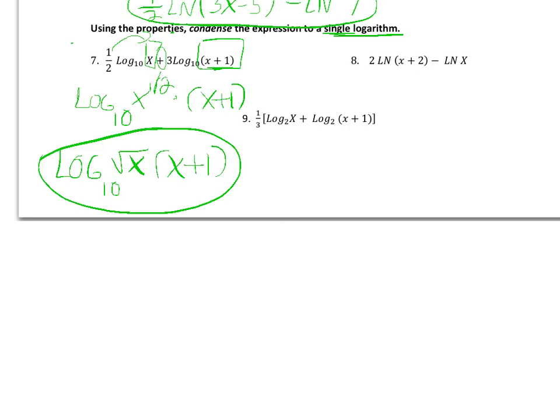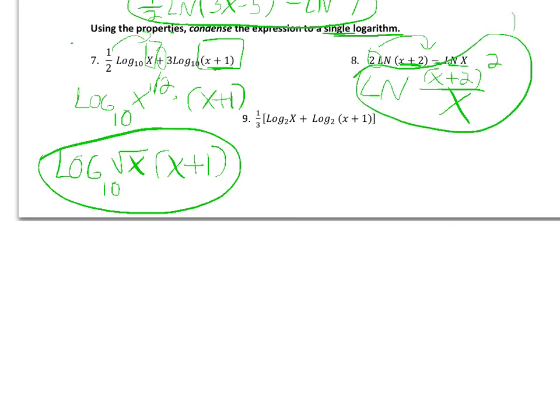Okay, let's do number 8. Now number 8, I see that we are subtracting, so that means I'm going to divide. So I'm going to write this out as just natural logarithm. Now the x plus 2, that's positive, so that's going to be up top. And it's 2 times it, so it's basically like saying x plus 2 raised to the second power. And then whatever's with the minus is going to go in the bottom of the fraction. So we're going to divide it by x. And that's it. That's all you do right there. If you took this and expanded it, well then it's the original problem that you're given.